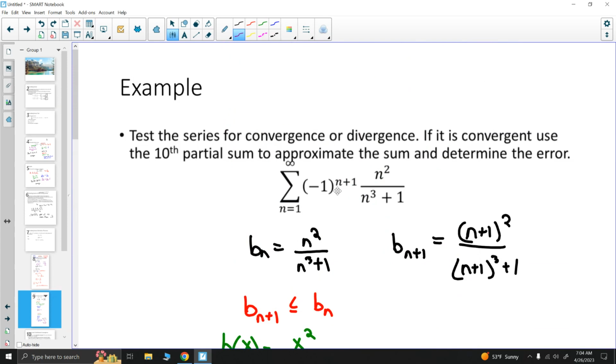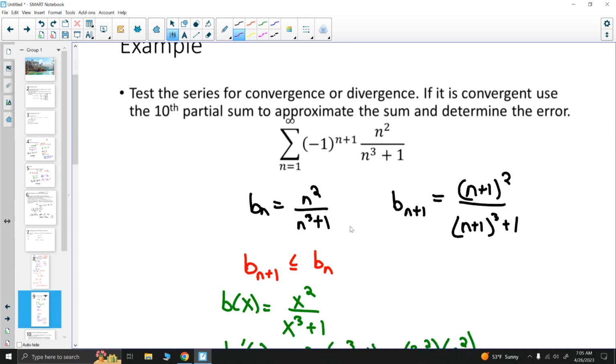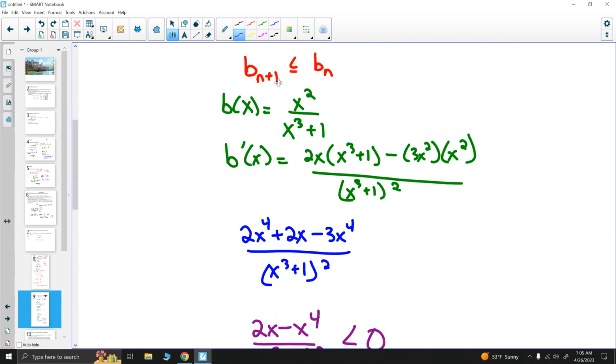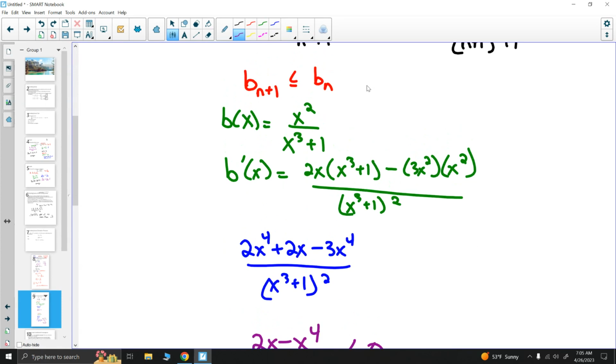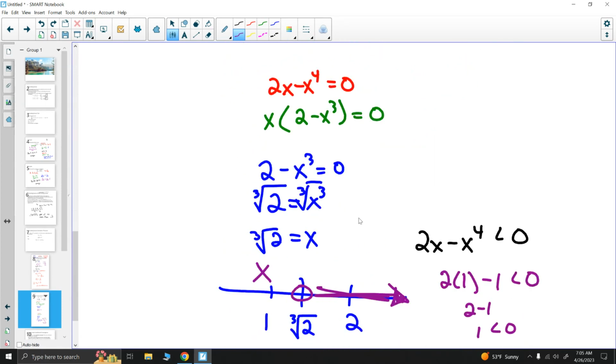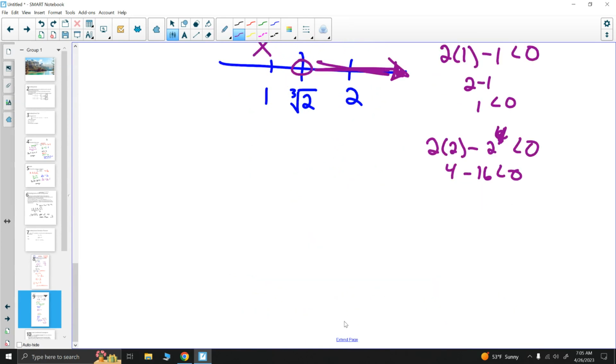And that's sufficient to show that this would, in fact, meet the requirement we need of b sub n plus 1 is less than or equal to b sub n. So, check. This one's a little bit more challenging just to make sure that this is working. Okay, so we checked the first one.